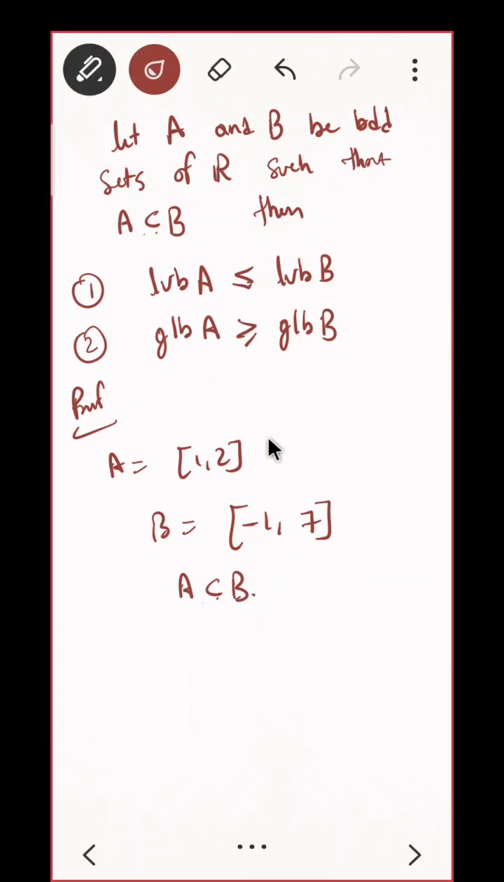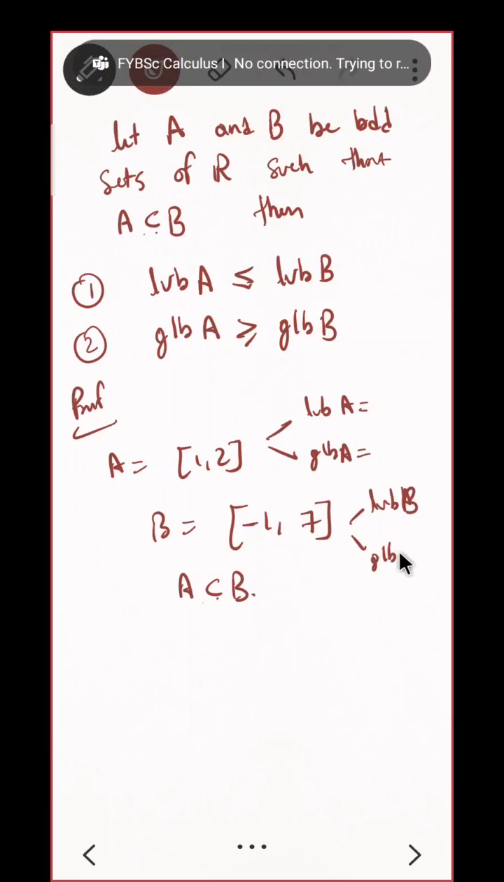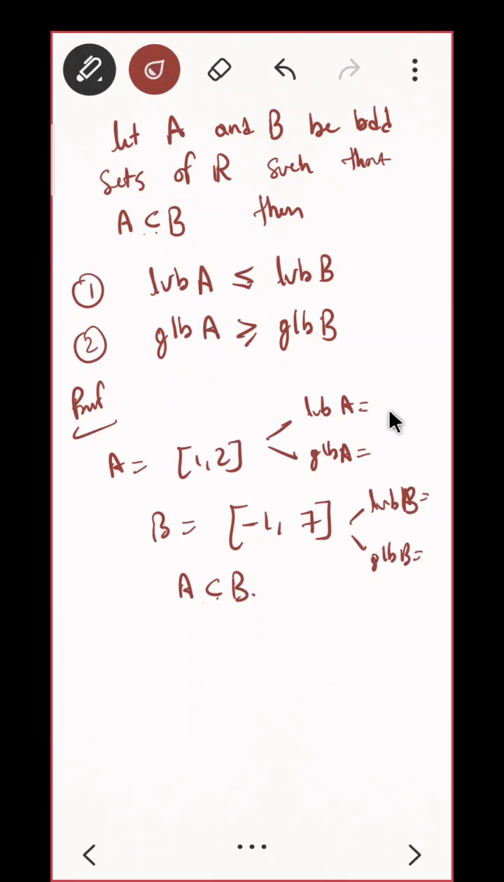What can you say about LUB of A and GLB of B? Tell me, what is LUB of A? And what is GLB of A? And what is LUB of B, sorry, and GLB of B? Can you fill in the blanks quickly? LUB of A, GLB of A.